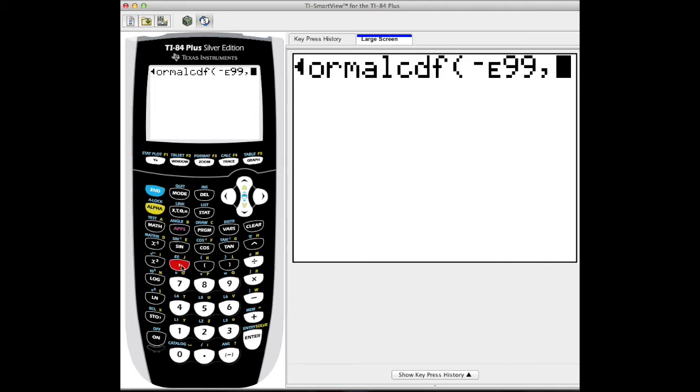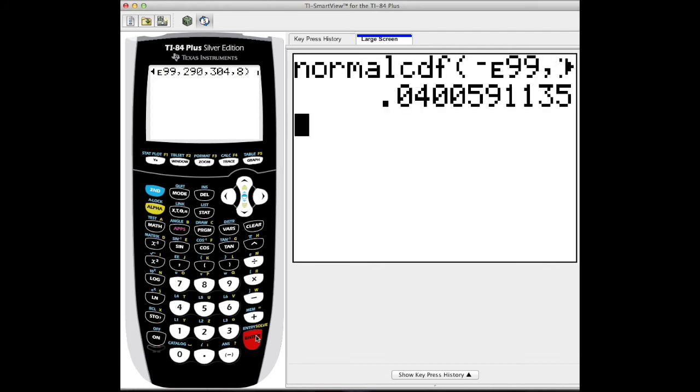Then tap the comma button. Our upper boundary was 290. The mean was 304, and the standard deviation was 8. So there we go. We get the percent of drives that would be less than or equal to 290.